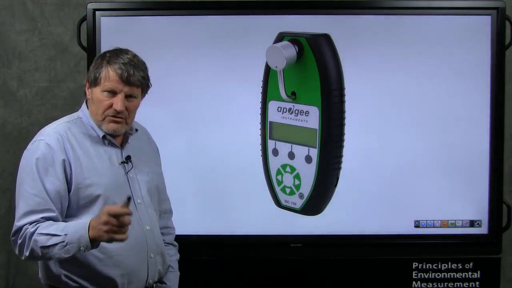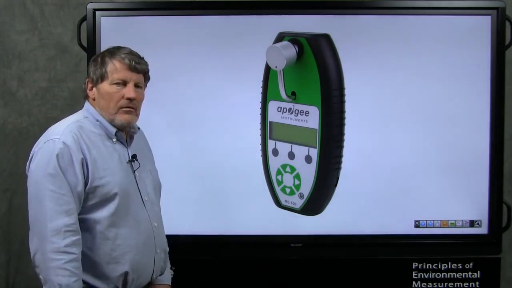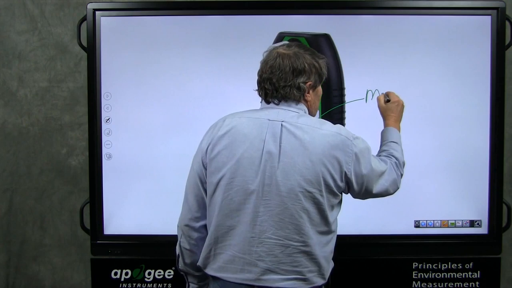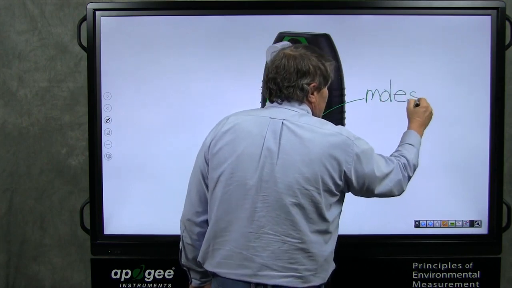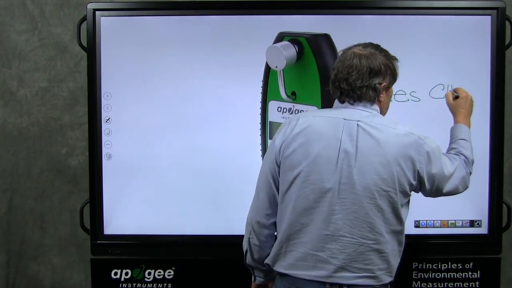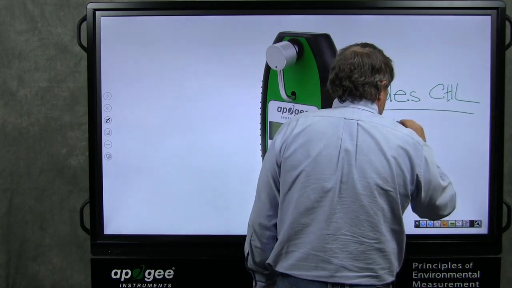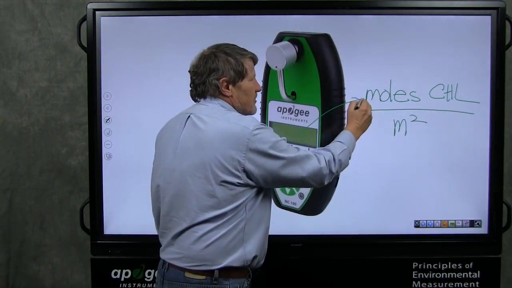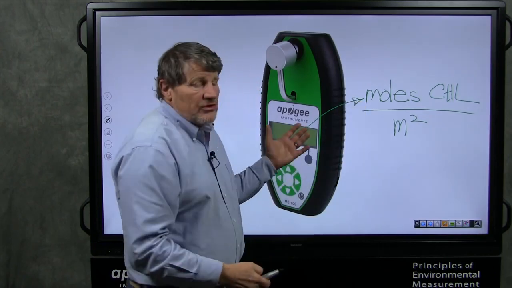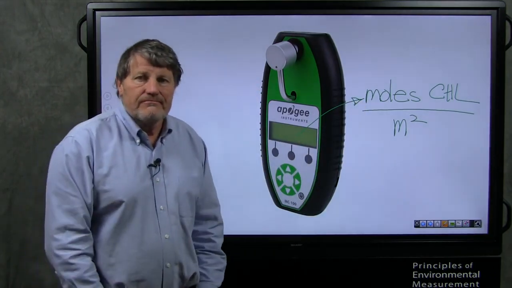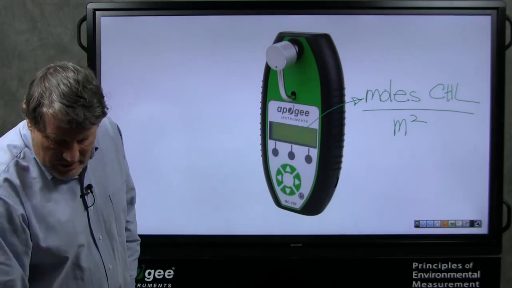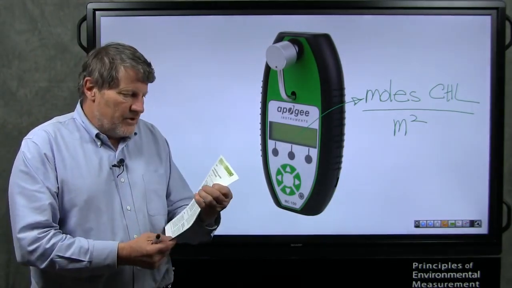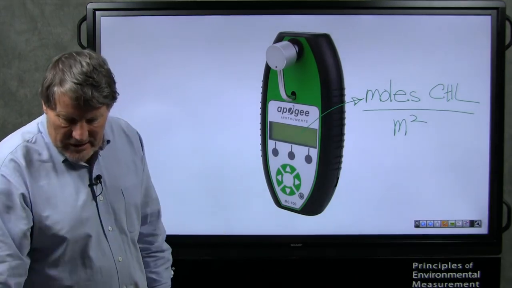To make this meter read out in moles. This doesn't say anything right here, but this is moles of chlorophyll per meter squared, which is what you get with a spectrophotometer, and it's now what you get with this non-destructive optical meter. For details, I refer you to our paper in Plant, Cell, and Environment.